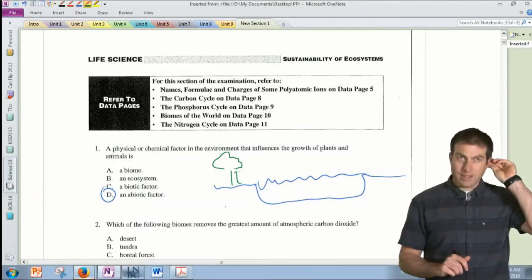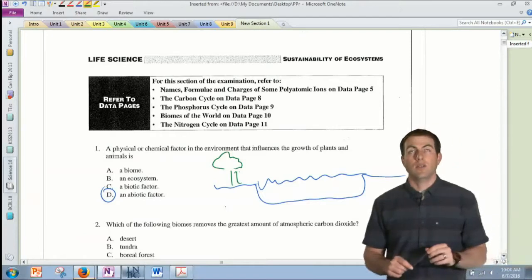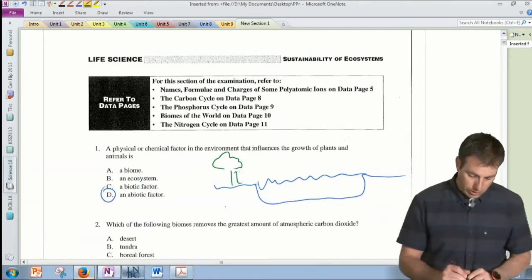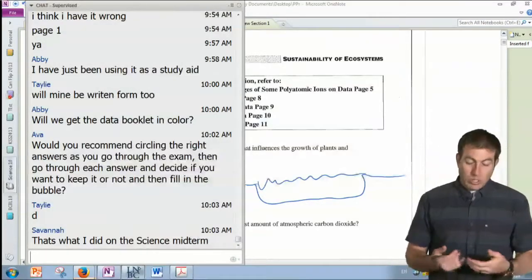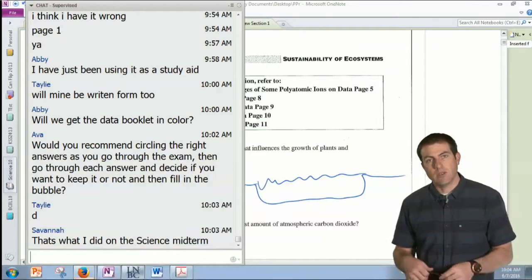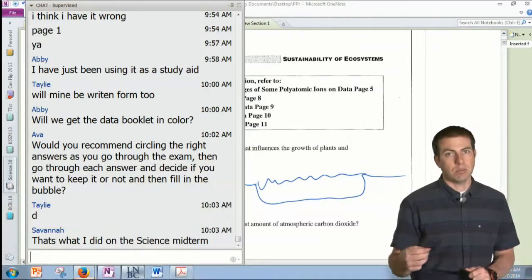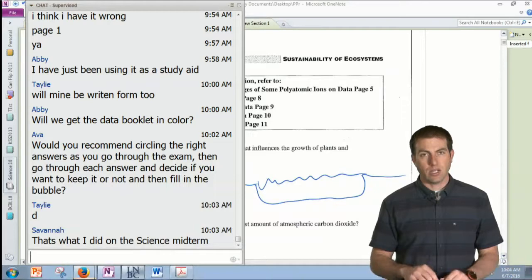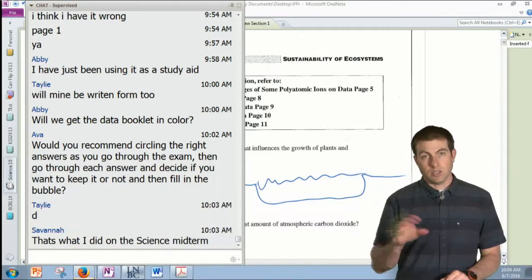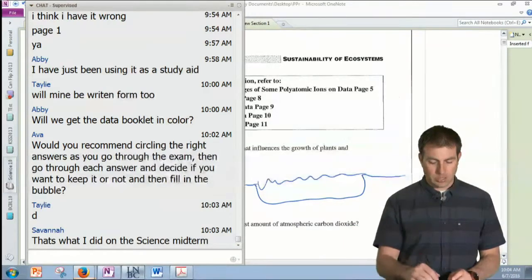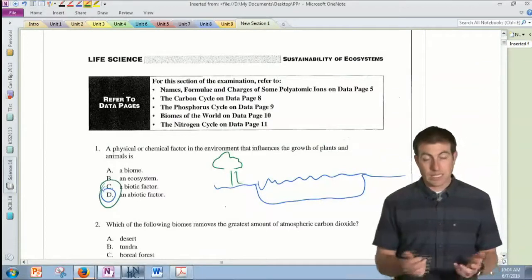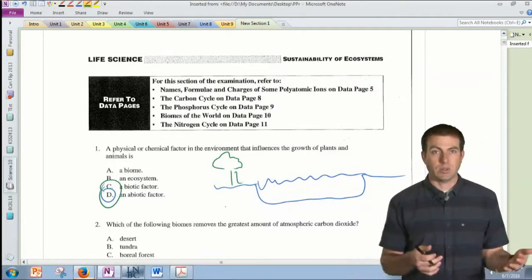One thing, just getting back to your question, Ava: when I do multiple choice tests, if I'm really sure of the answer, I'll bubble it in. If I'm a little hesitant on it, I'll leave it just written on the question booklet. Like on this page, I would have circled D, and then I would maybe come back to it.